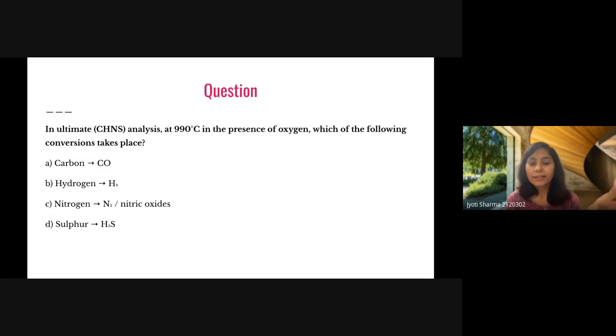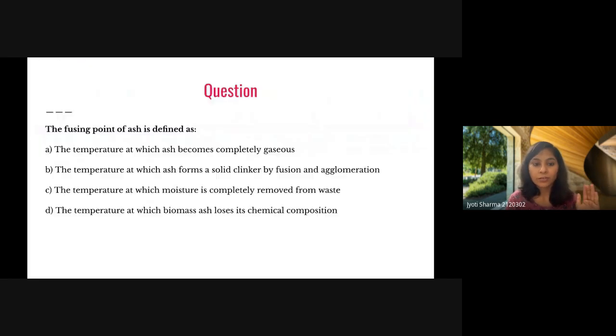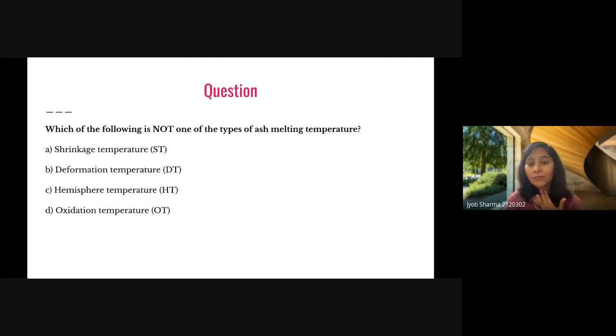As I told you, in ultimate analysis we are calculating the concentration of CHNS from the solid waste. In the presence of oxygen, if we have a temperature of 990 degrees Celsius, then nitrogen will convert into N2 or nitric oxide. You can read about this. We have one question: what do you mean by the fusing point of ash? This is the temperature at which ash forms a solid clinker by fusion and agglomeration. We have different types of temperature, and oxidation temperature is not part of the ash melting temperatures.